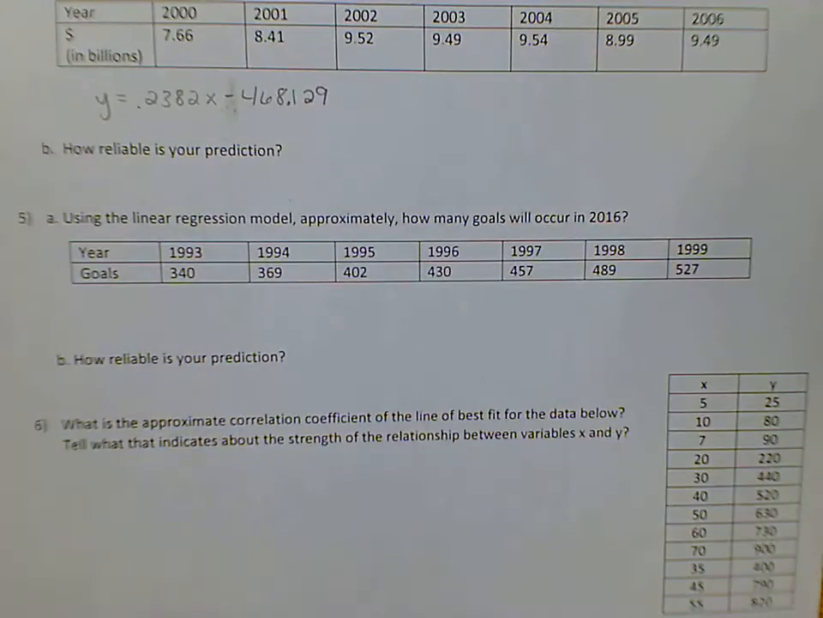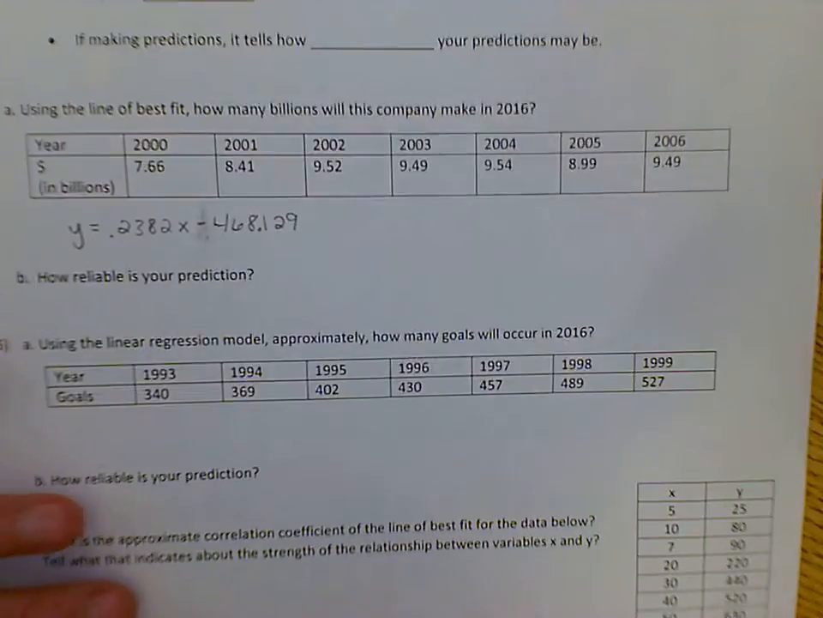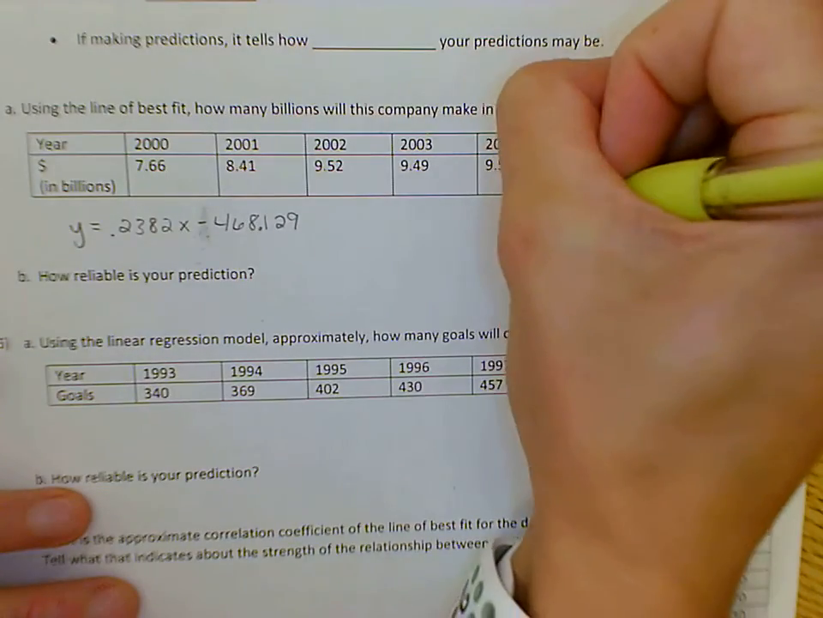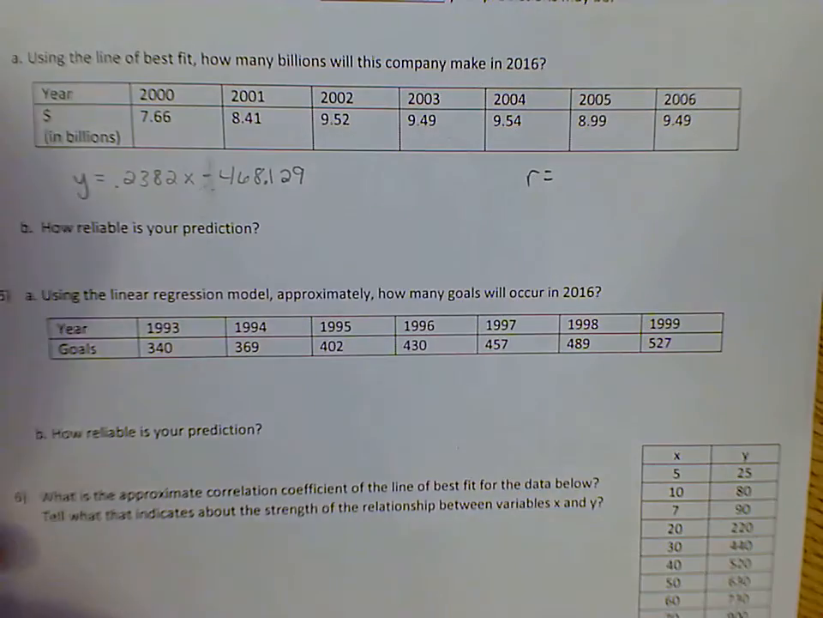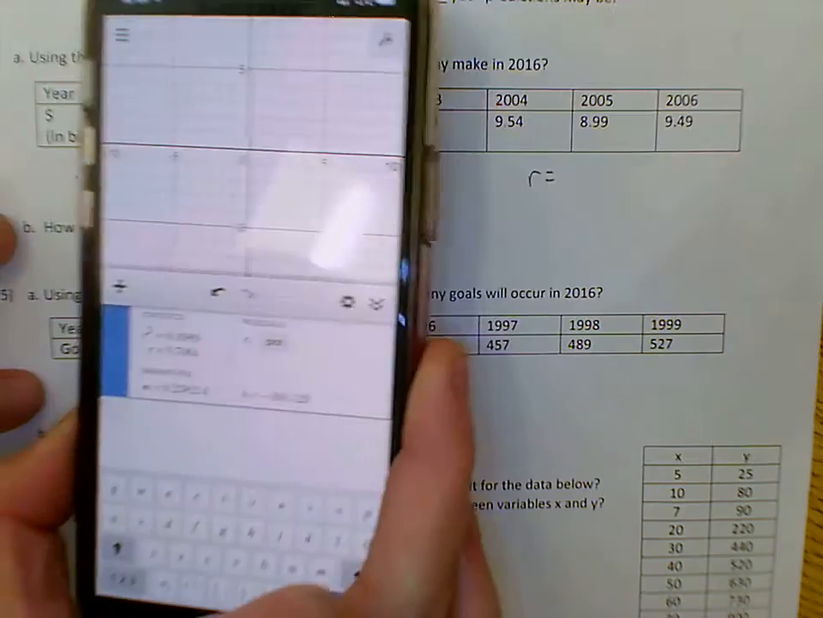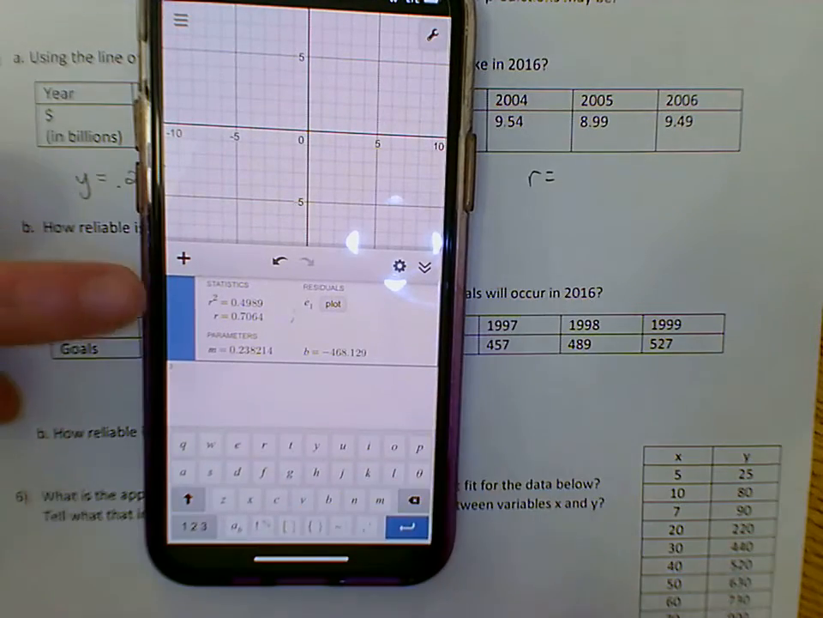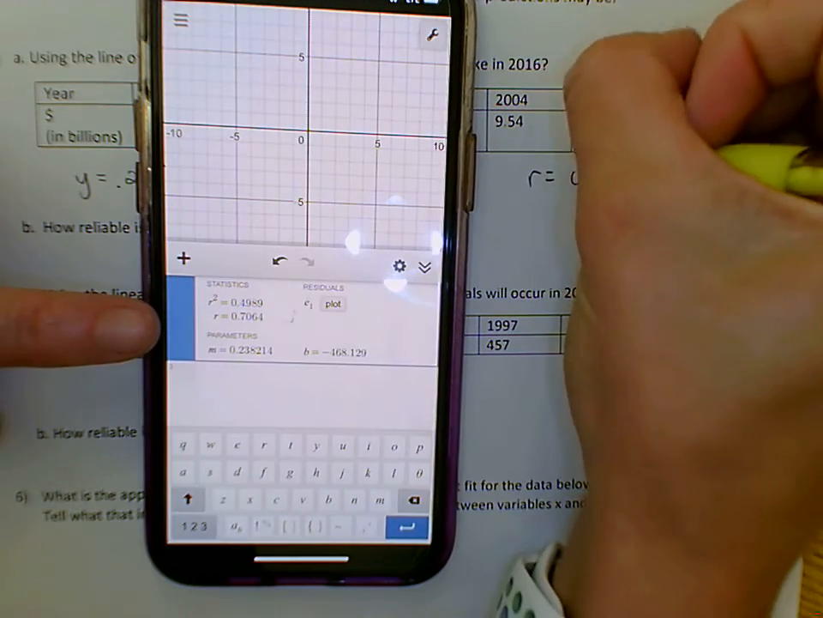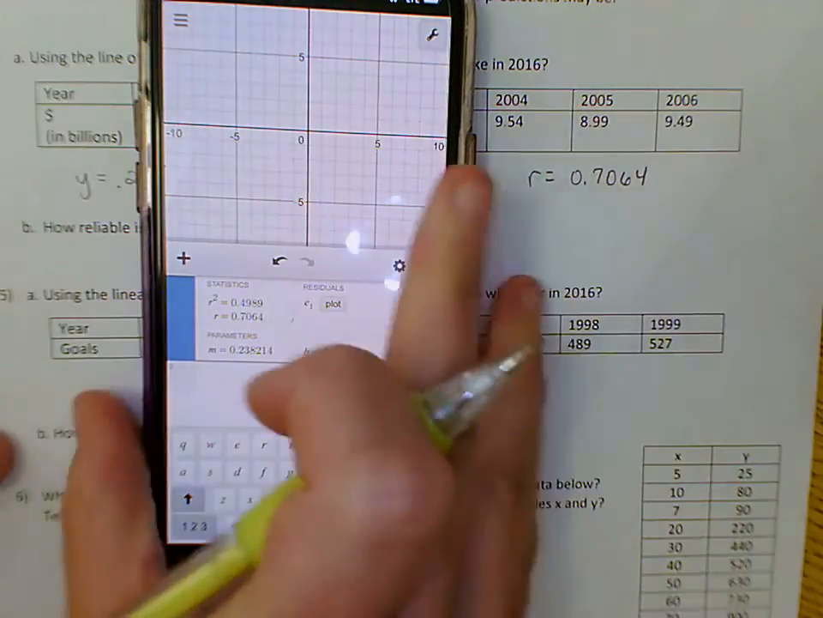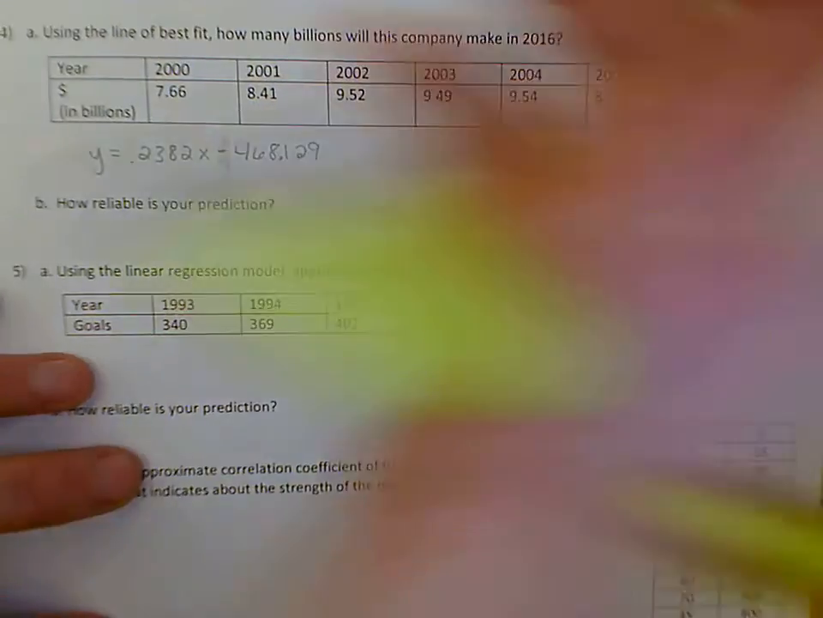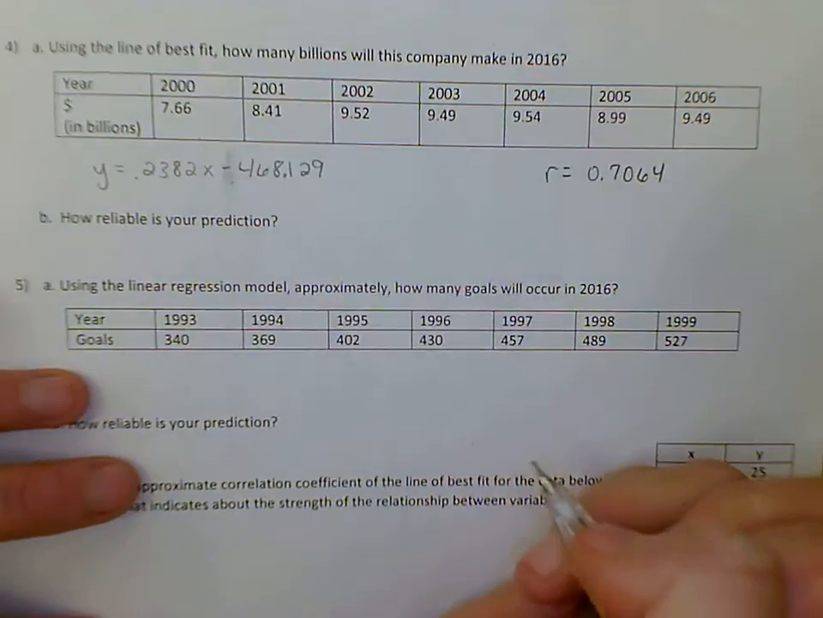All right, so the other thing that you want to look at when you're making a prediction is the R value, which is your correlation coefficient. So this is what we talked about the other day. So notice it actually gives you that too. The R in this problem is 0.7064. And so when you actually make your prediction, it's going to tell you how reliable that prediction is, okay?